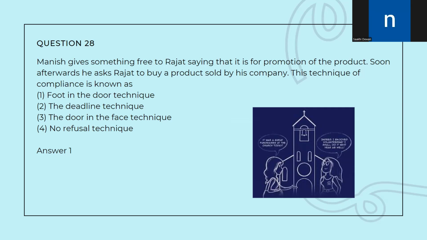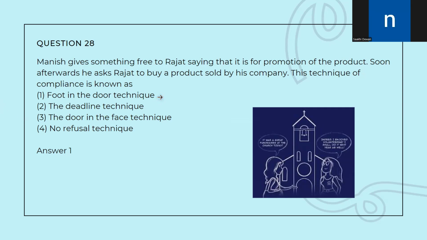Manish gives something free to Rajat, saying that it is for promotion of the product. Soon afterwards, he asks Rajat to buy a product sold by his company. This technique of compliance is known as, the options given to us are foot in the door technique, the deadline technique, the door in the face technique, and no refusal technique. So the correct answer is foot in the door technique.